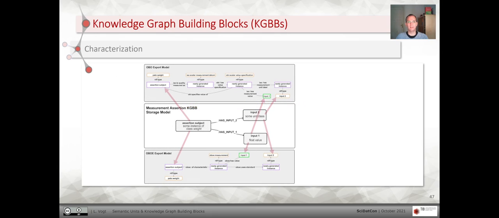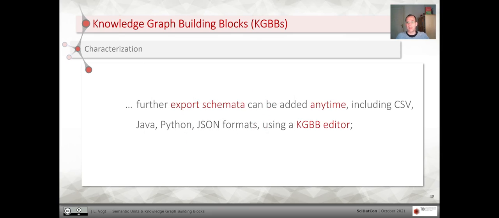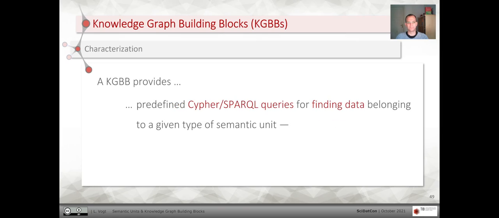Like for instance here, the OBO format and the OBOE format, which are used in the biomedical and in the ecological domain. And you see how these resources from the storage pattern can be mapped to the export patterns. Further export schemata can be added anytime by using the building block editor.